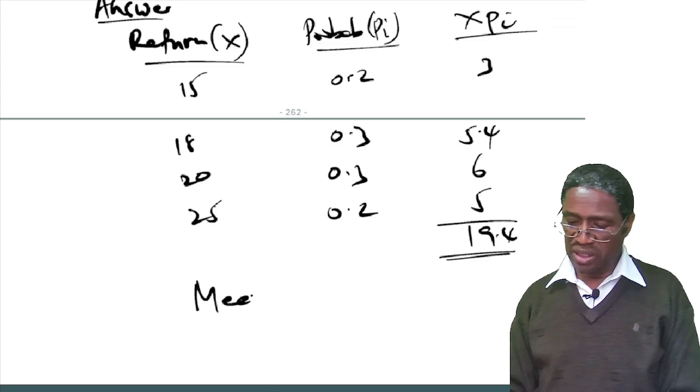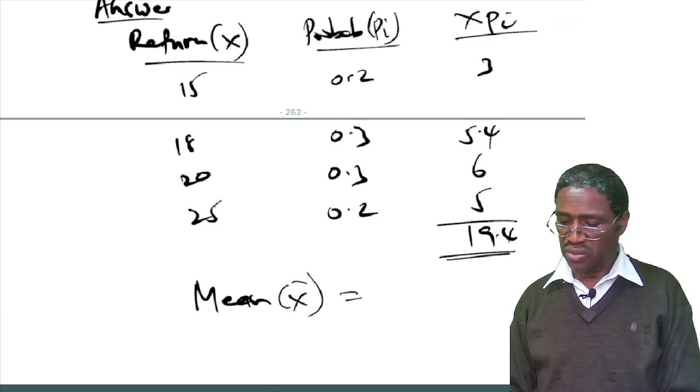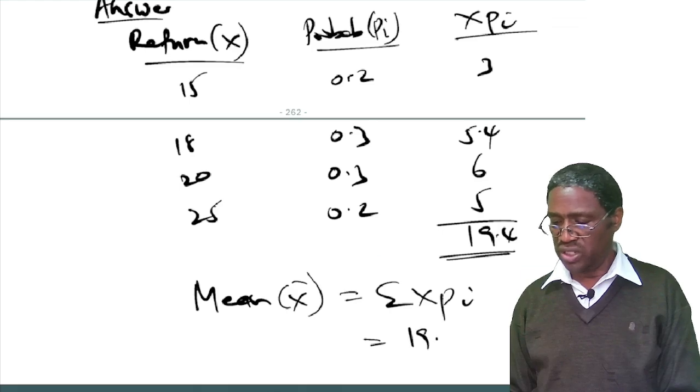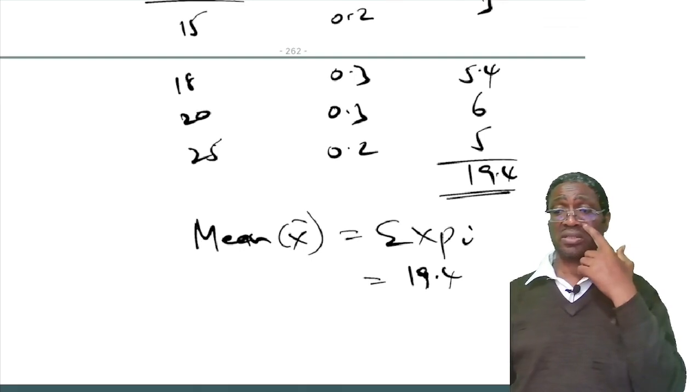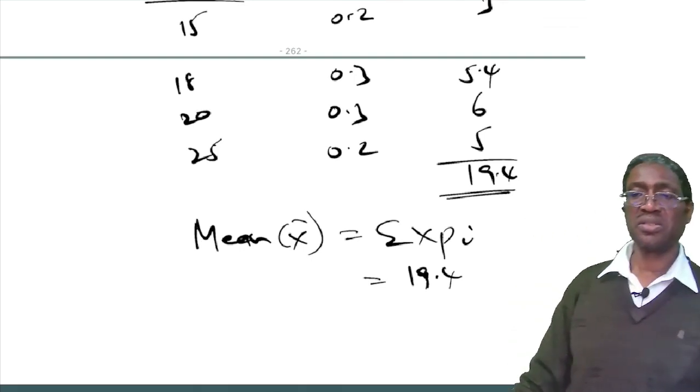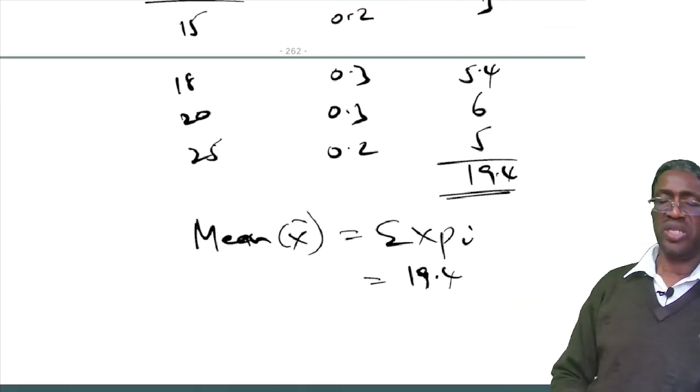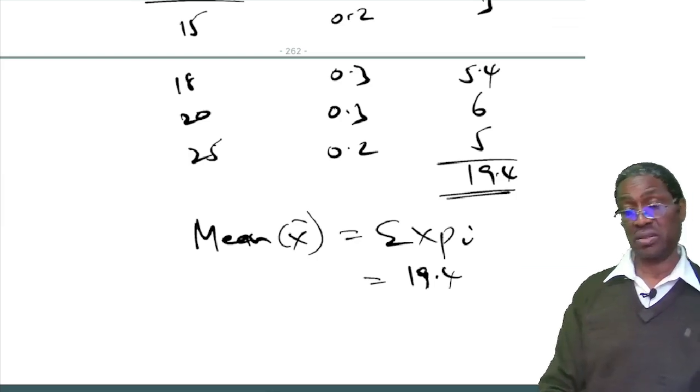Come and see your mean. X bar, which is the same as the summation of x pi, is equal to 19.4. Good. That is it. Now you know the mean. Now you know how to get the mean with probability.